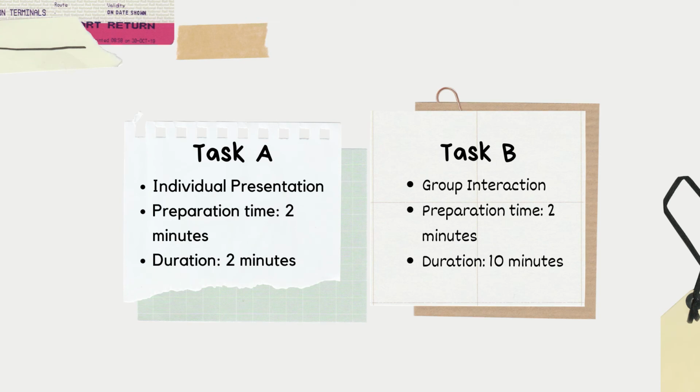Whereas Task B is a group interaction. You'll be given the same situation for Task A and Task B, but each member will be given different subpoints. For Task B, you'll have a group interaction, discussing the same situation and arguing which is the best point. The preparation time is 2 minutes, and the discussion time is 10 minutes.